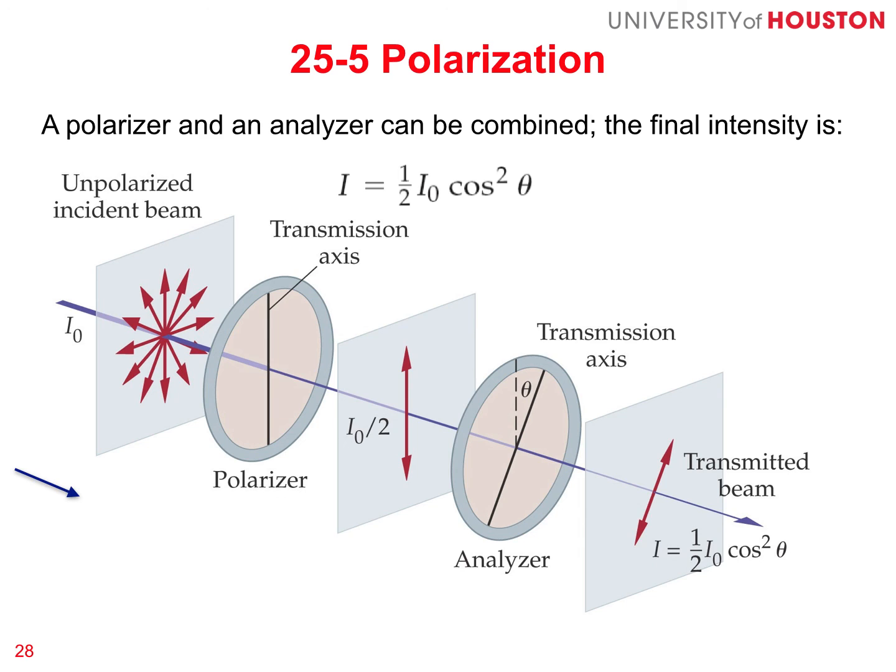In this situation, we have unpolarized light that passes through a polarizer. Its intensity will be reduced by a factor of 2, and then it will pass through another polarizer which will change its direction by theta. The reduction in intensity from this will be cos squared theta, and the final intensity will equal half the original intensity times cos squared theta.